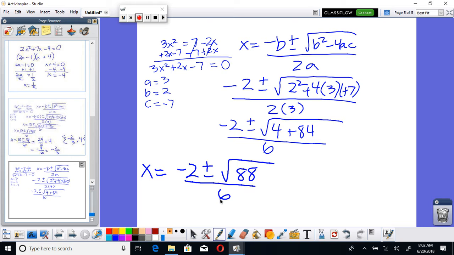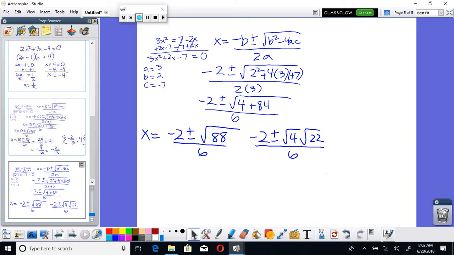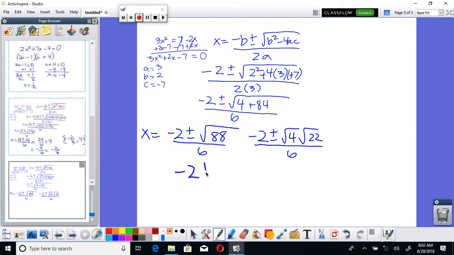Okay, let's see. Negative 2 plus or minus, what is that? 4 and 22? So, negative 2 plus or minus 2 radical 22 over 6. Is that okay? Oh yeah, you're right. We need to simplify further because each of the terms, this term, and this term, all of them can be divided by 2.